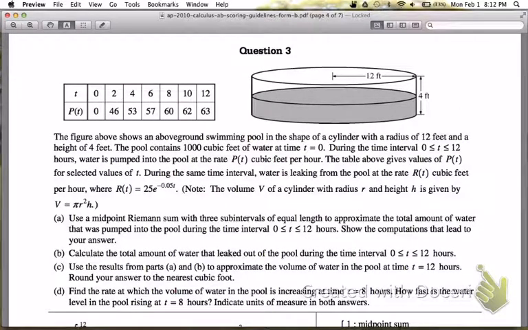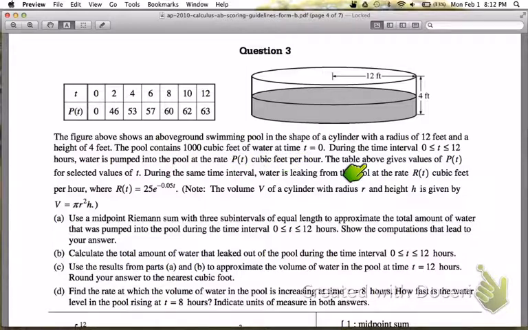So it says, the figure above shows an above-ground swimming pool in the shape of a cylinder with a radius of 12 feet and a height of 4 feet. So notice that here's your radius, and then here's the height of the actual swimming pool. It says the pool contains 1,000 cubic feet of water at time t equals 0. So there's an initial condition. It already has 1,000 feet of water in it when we start.